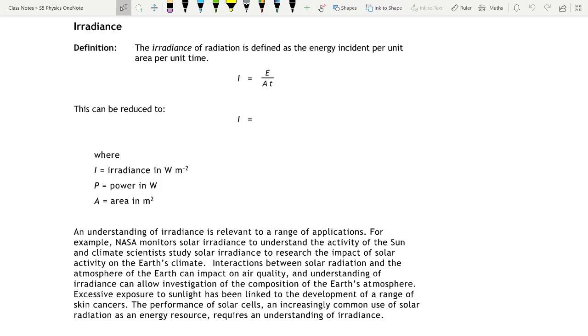Okay. So irradiance, you may also see it written down as intensity. The terms are interchangeable. The irradiance of radiation is defined as the energy incident per unit area per unit time. The amount of energy landing on a surface per area of the surface per second.